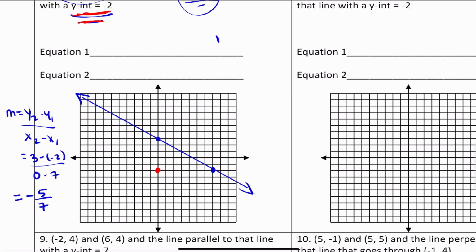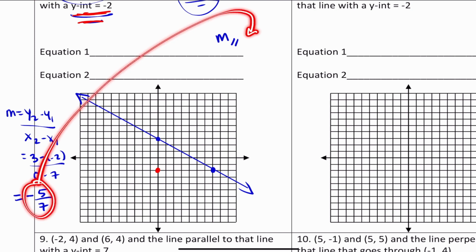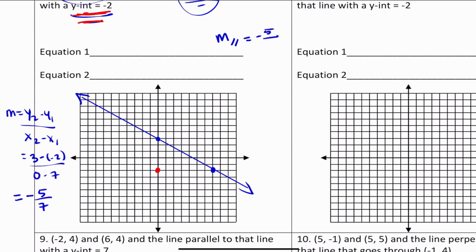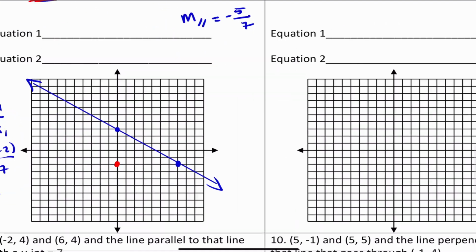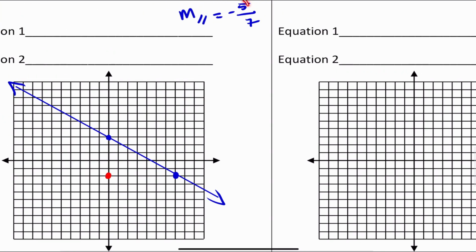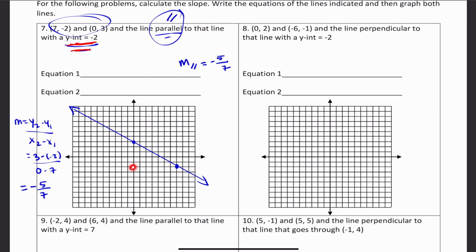Now, if I say m parallel, I look at this slope, and since we're dealing with parallel, it's essentially the same slope. So you write -5 over 7 again. You're using this point now. Since you found the slope already, we can verify that too. This is saying down 5, right 7. So 1, 2, 3, 4, 5, and 1, 2, 3, 4, 5, 6, 7. I got it.